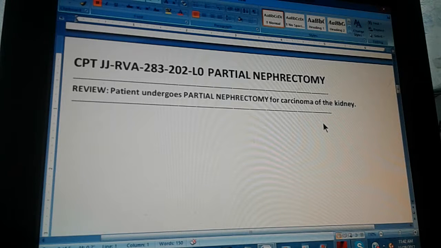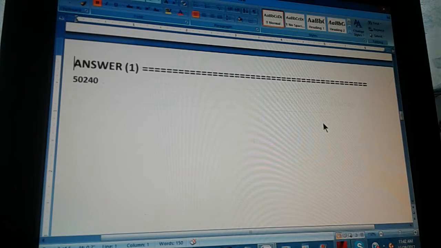Okay, now we are going to count to 3, so you can pause the video and give us the CPT code for this procedure. 1, 2, 3. Okay, the answer is 50240. Did you get that? 50240? If you got that, congratulations. If you didn't get it, let's give you a couple of tips.